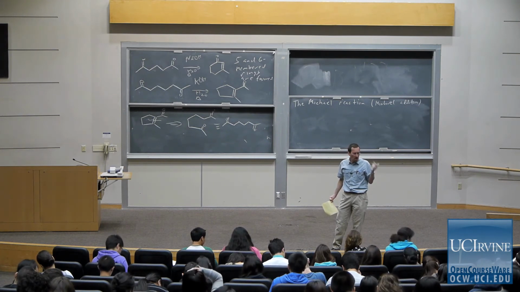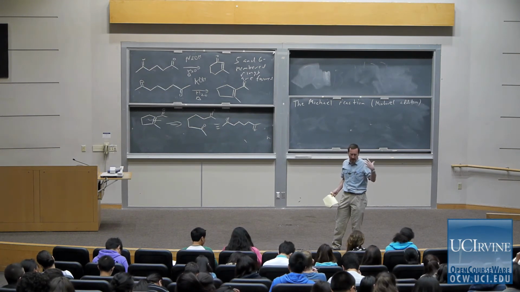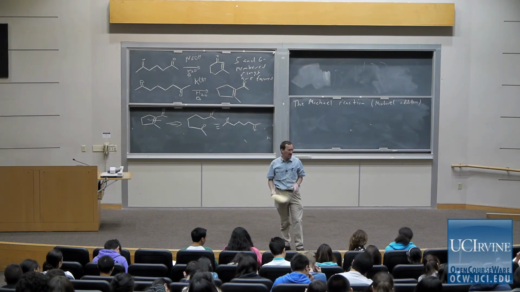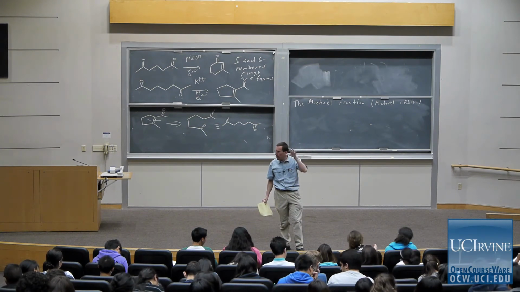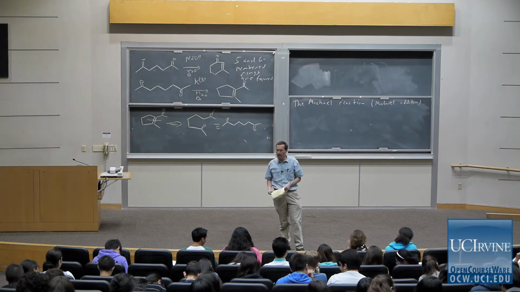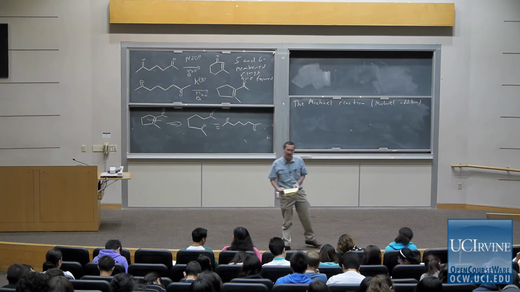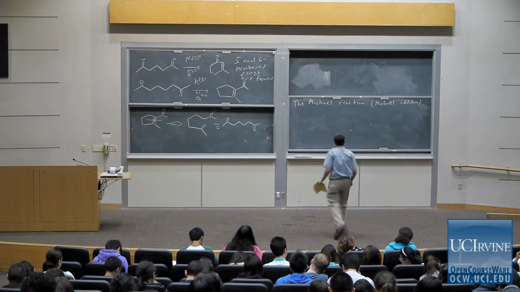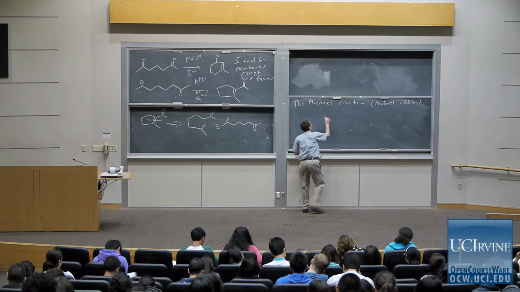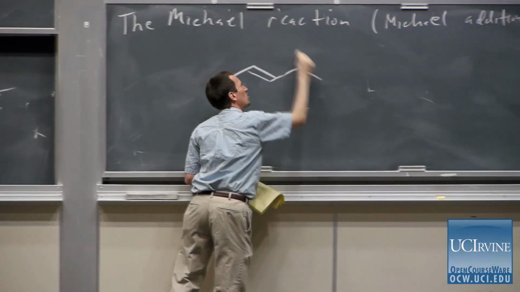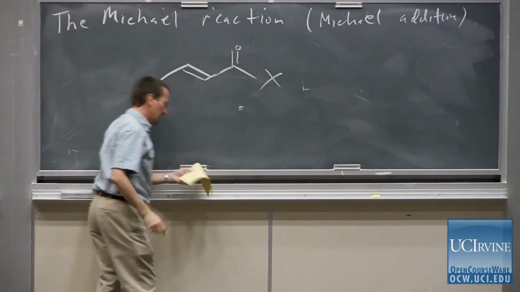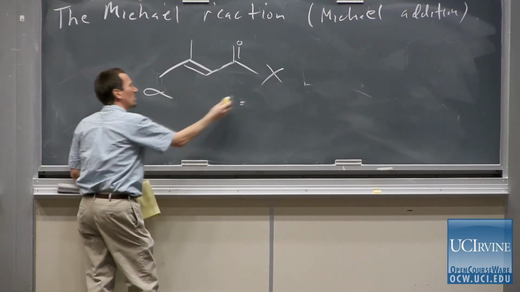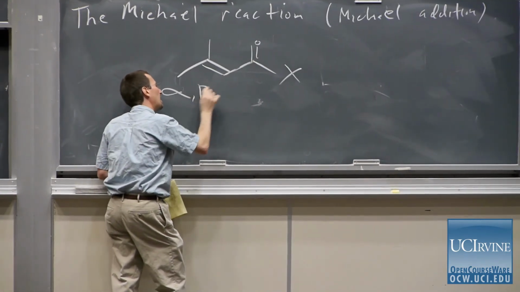We've already seen that ketones and aldehydes are very fundamental compounds. Now we've seen even alpha beta unsaturated carbonyl compounds are very fundamental compounds. And it turns out that alpha beta unsaturated carbonyl compounds have special reactivity of their own. So let me draw a generic alpha beta unsaturated carbonyl compound. This could be an ester, it could be a ketone, it could be an aldehyde.